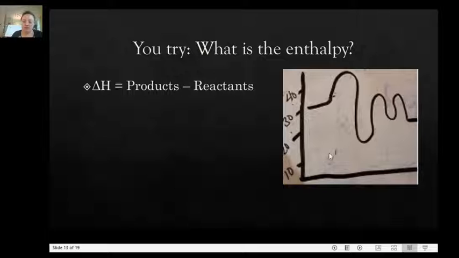So this time, even though there's a bunch of squiggly stuff in the middle, that's not important for the enthalpy. If we say that the products is roughly 20, and the reactants is 30, 20 minus 30, we're going to get negative 10. We're going to release negative 10, we'll say kilojoules per mole of energy.